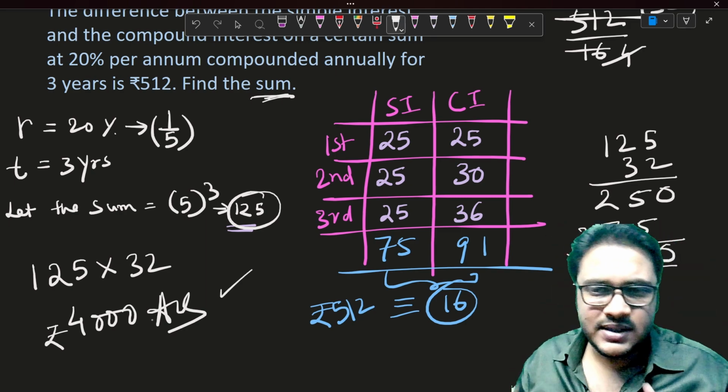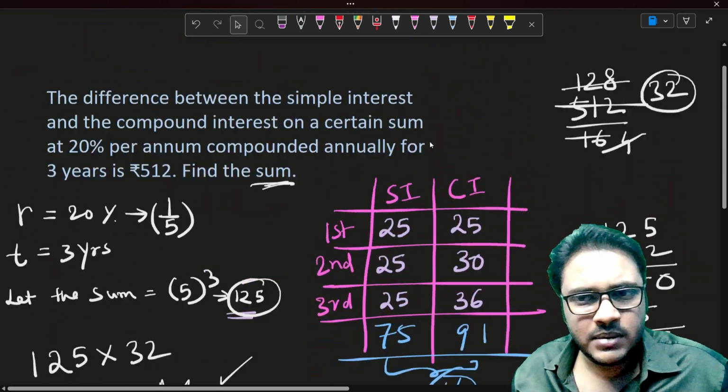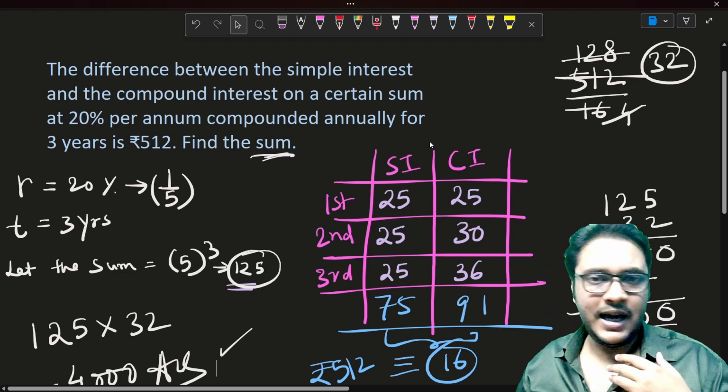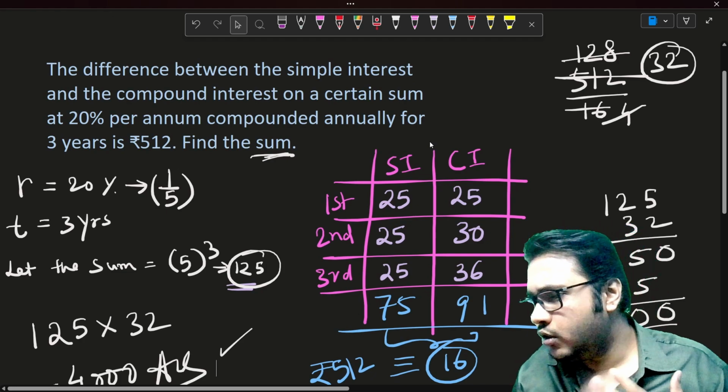It was a little calculation at the end of it, but compound interest questions generally have a little bit of calculation. So yeah, I hope you enjoyed it.